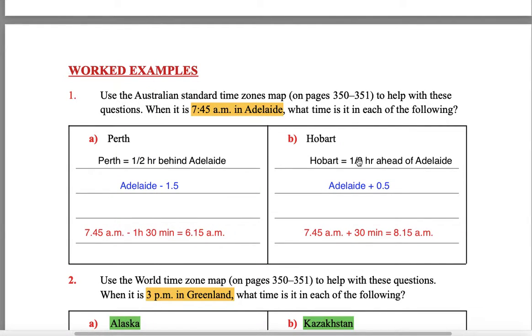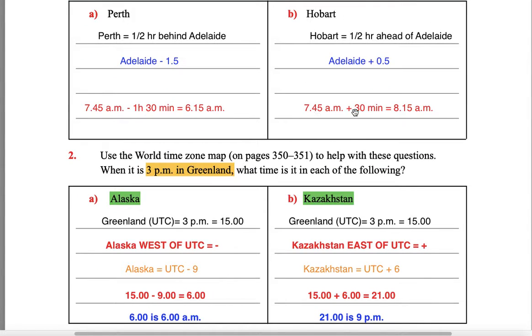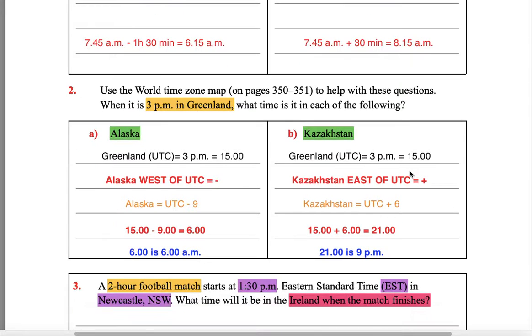Hobart. Now, Hobart is half an hour again if I use this particular map, and it is half an hour ahead of Adelaide. Okay, so I need to add on 30 minutes or half an hour, so 0.5 of an hour, which will give me 8:15. Keep in mind with this type of question as well, this is 7:45 and I'm adding 30 minutes, which means I'll go past my 60 minutes, which means I will add another hour and I've got 15 minutes remaining.